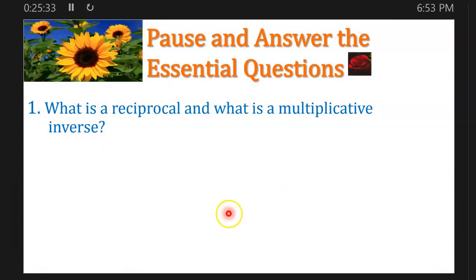All right, so now let's look at our pause and answer the essential questions. What is the reciprocal, and what is a multiplicative inverse? Okay, so go ahead and try to answer those questions.